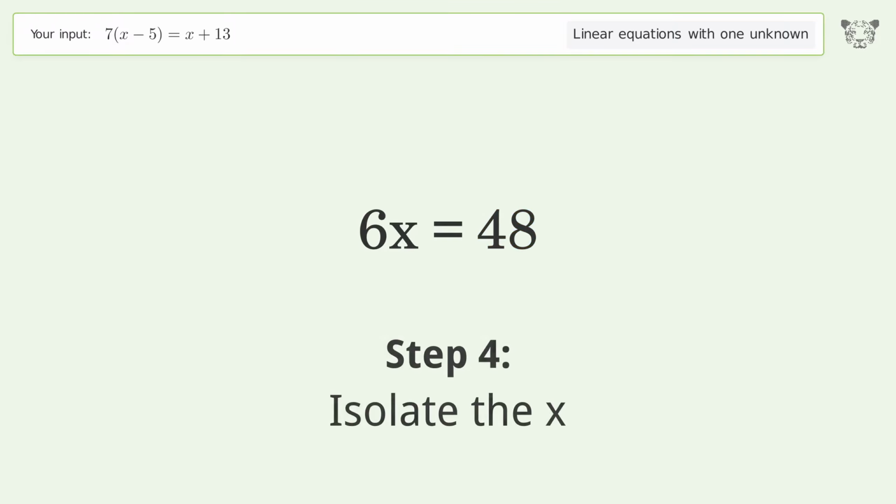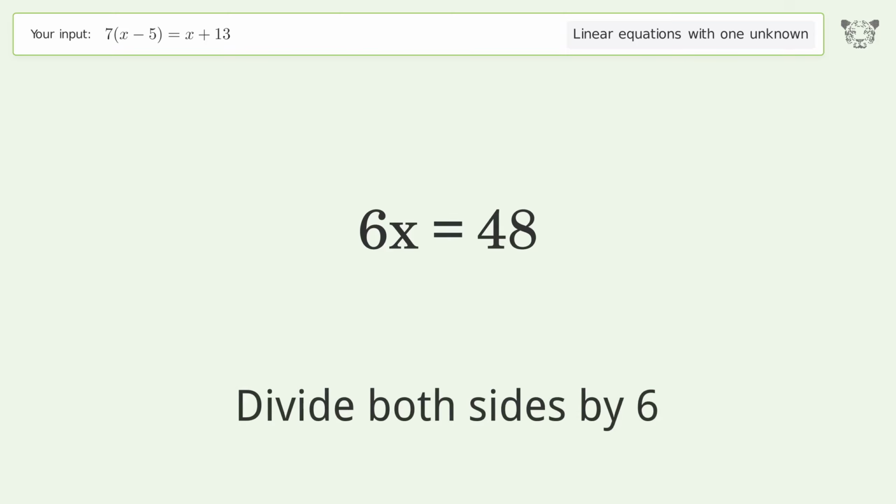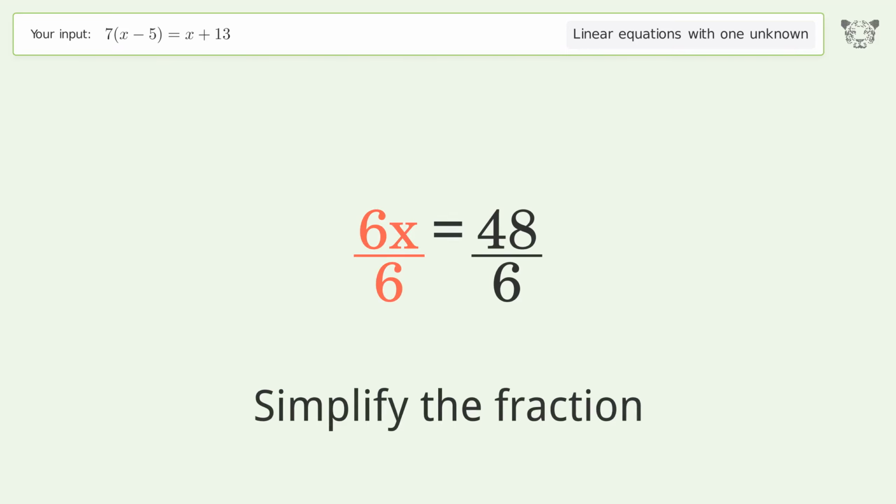Isolate the x. Divide both sides by 6. Simplify the fraction.